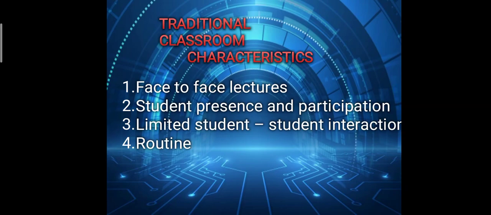Traditional classroom characteristics. First, face-to-face lectures. A professional of a learning institution delivers lectures on set topics, often with students facing him or her. Next is student presence or participation. Here, students are physically present within the place of learning, as opposed to contributing and receiving instruction through discussions. Third, limited student-to-student interaction. There is a set pattern of sitting at desks or tables in rows, and the teacher sitting or standing in front of the class.